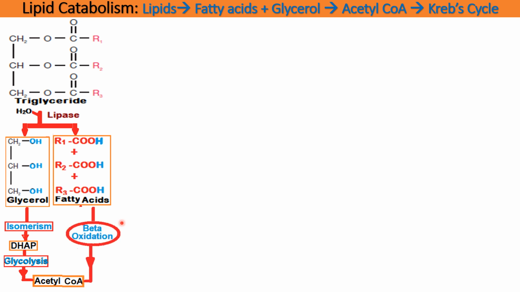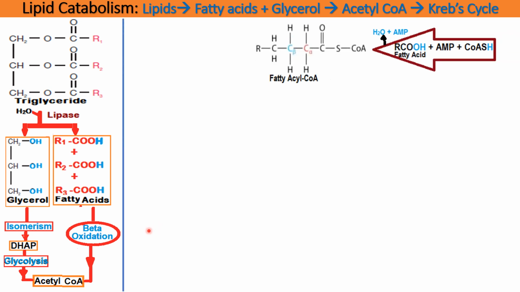While the fatty acids become oxidized through the beta oxidation pathway to produce several molecules of acetyl-CoA that can enter into the Krebs cycle. Now, let us look at the beta oxidation pathway briefly. In the beta oxidation pathway, each fatty acid combines with CoA in the presence of adenosine triphosphate to produce fatty acyl-CoA, and in the process a water molecule is liberated plus adenosine monophosphate. Now the fatty acyl-CoA is the first product that enters into the beta oxidation pathway.